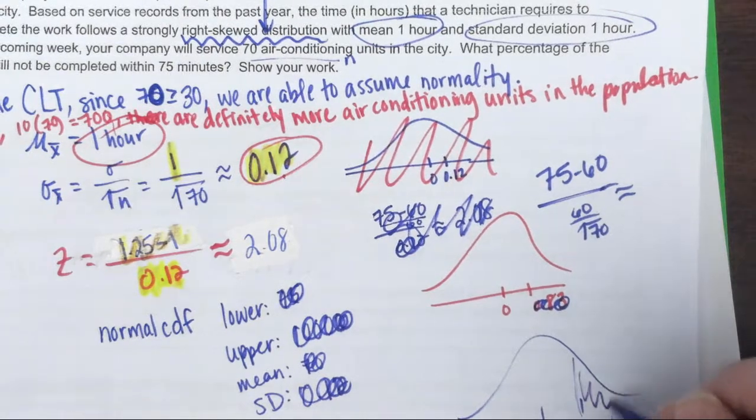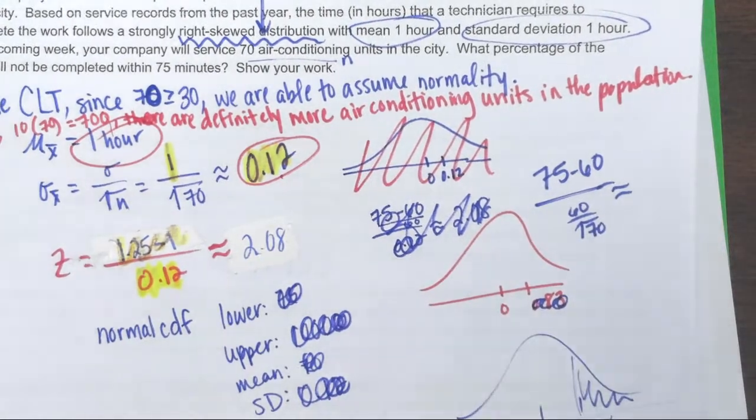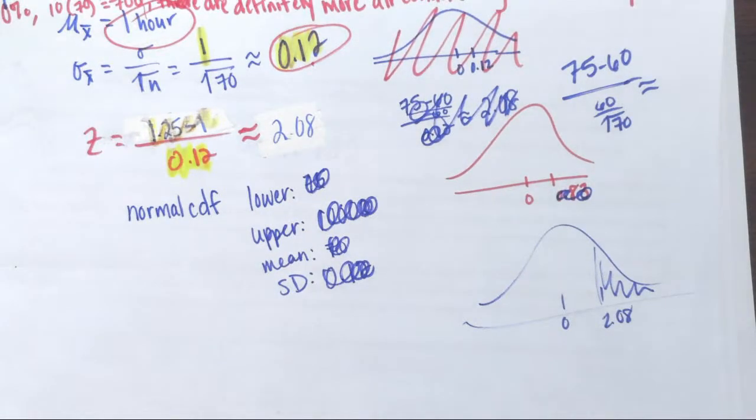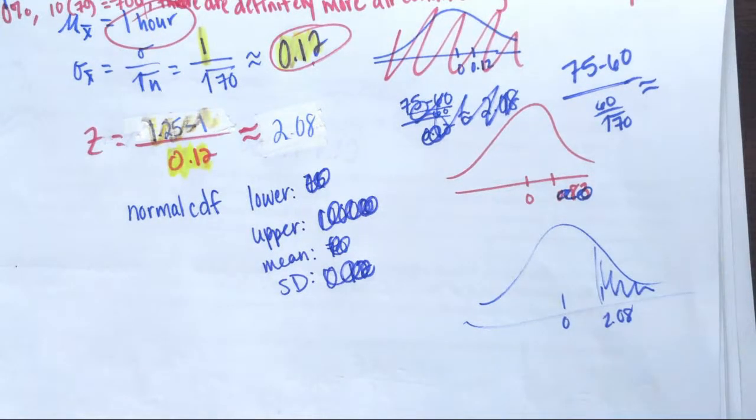So I would have done this and then looked at my table and figured out my percentages. You can't see numbers. Right. Is it greater than? It says, what percentage of jobs will not be completed within 75 minutes? So they took longer than 75 minutes. So wouldn't it be everybody else? I don't know. Yeah. I give up now.